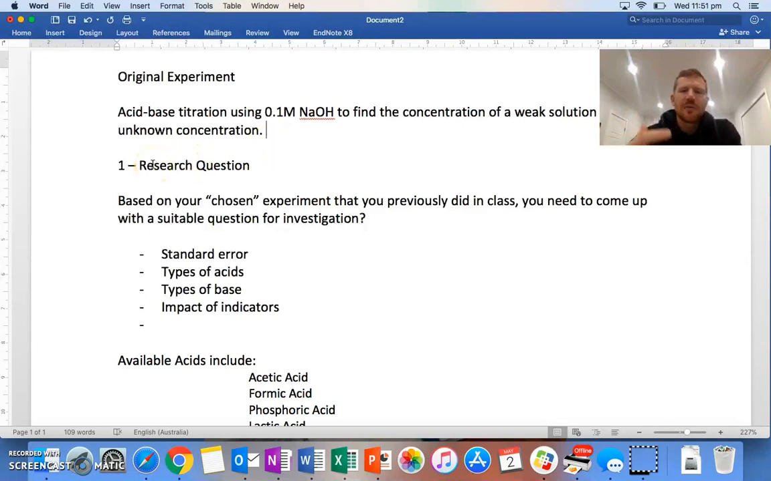So you need to come up with an idea of how to modify that for a particular purpose. Okay, and that's the key. What's the purpose? Why are you doing it? What's the point of modifying it? All right, and I've come up with 4 possible ideas, and there's plenty more, but these are just some examples for you. So for example, the first one I came up with was standard error.